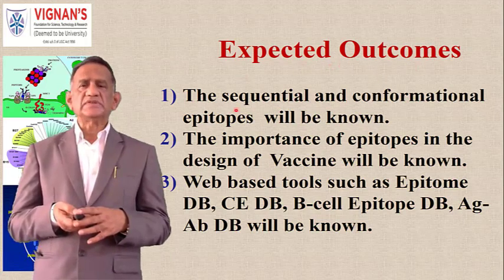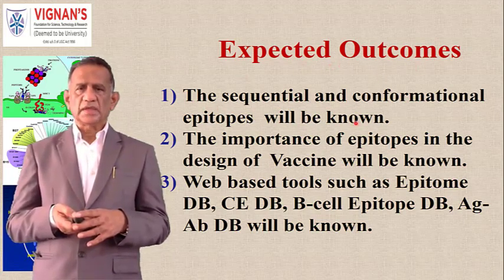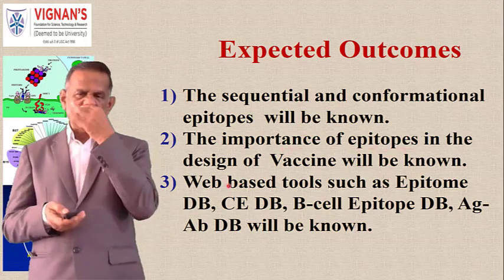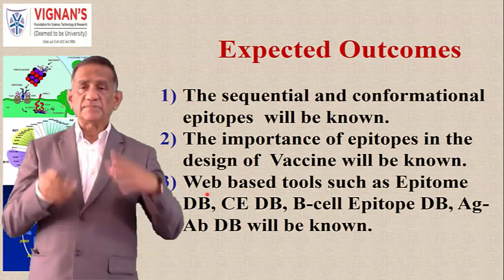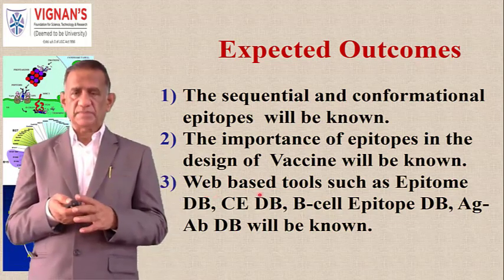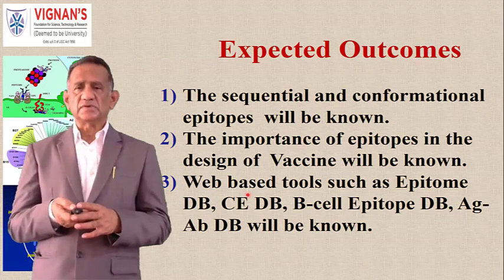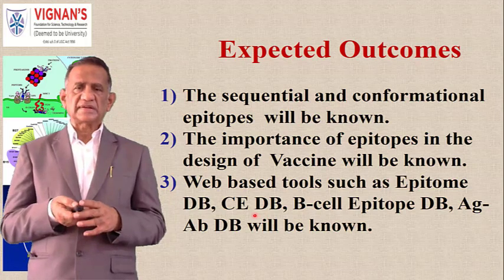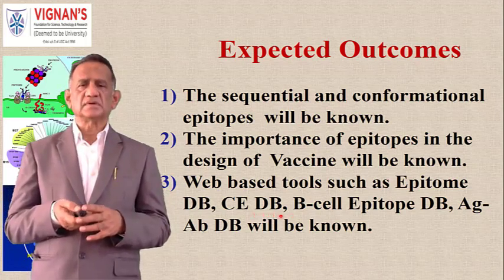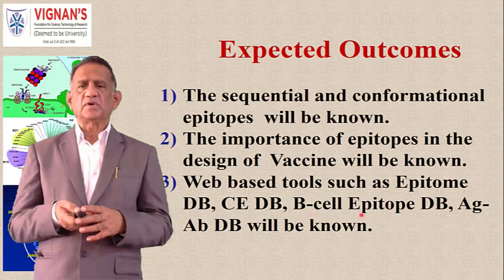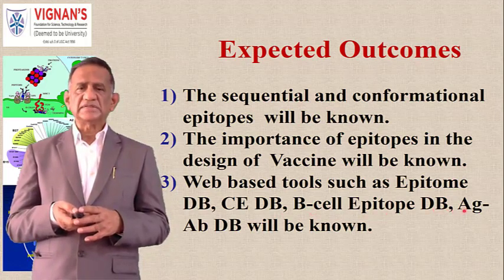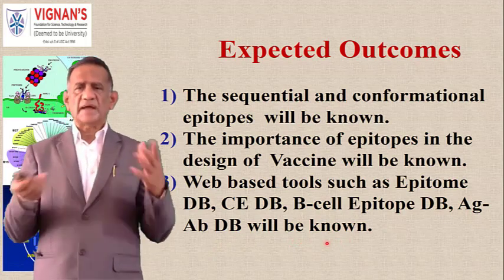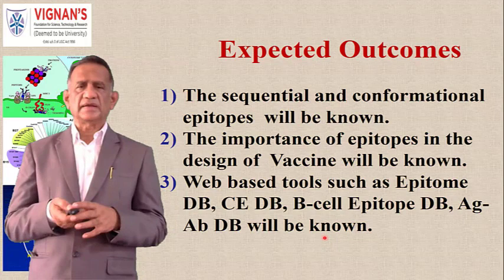Expected outcome. The sequential and conformational epitopes will be known. The importance of epitopes in the design of vaccine will be known, because nowadays it is not with one epitope we do, multiple epitope based vaccines. Web-based tools such as epitome database and conformational epitope database, B-cell epitope database, and antigen antibody database will be known. So many things I will show you now. We will practice as a project work later.